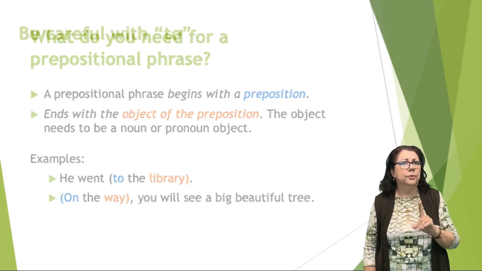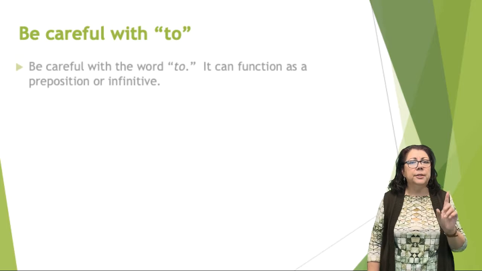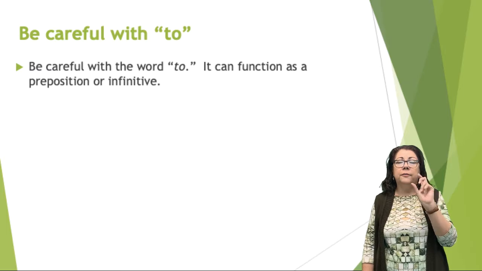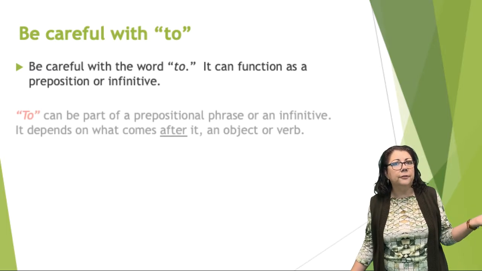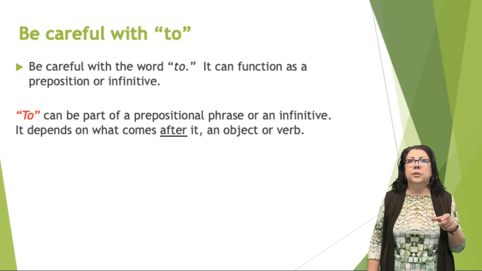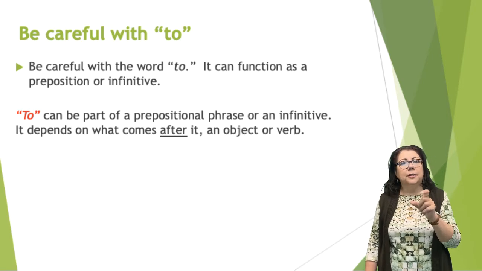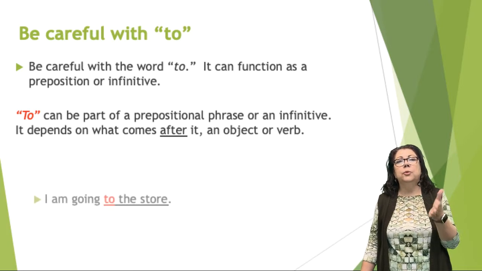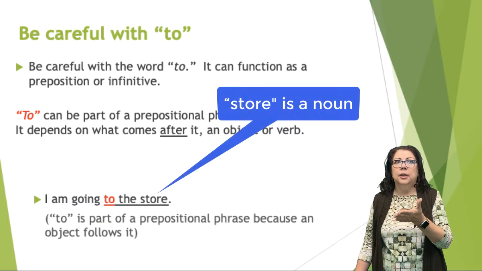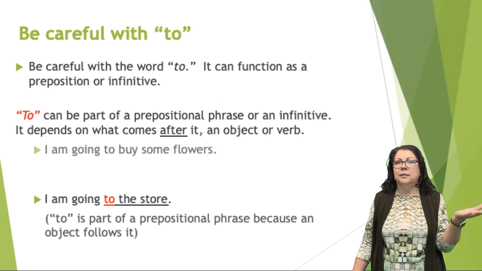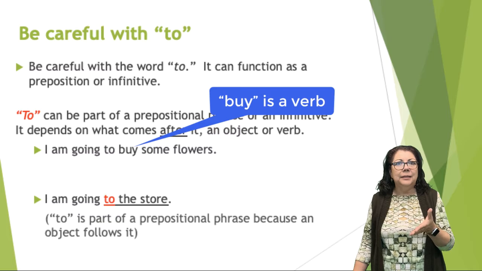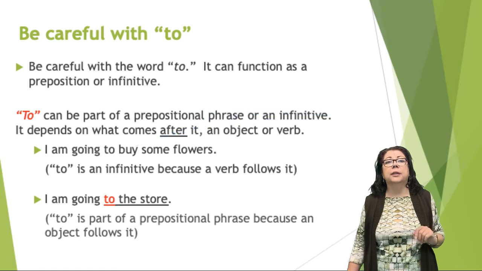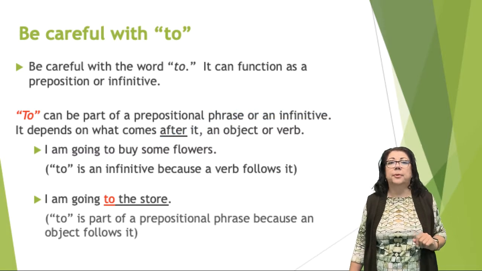Be careful with the word to. To can be a preposition, but it can also be part of the verb infinitive. So it can function as either one. How do you tell the difference? Well, if it's part of a prepositional phrase, then the object, we know objects are nouns, so it'll have the noun. I am going to the store. Store is a noun. But if I say I'm going to buy some flowers, buy is not a noun, it's a verb, right? So in this case, to buy is actually an infinitive. So that is not a prepositional phrase.